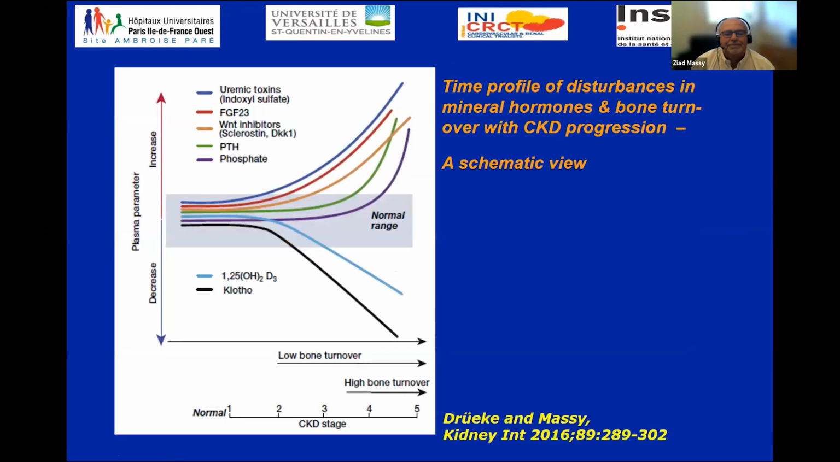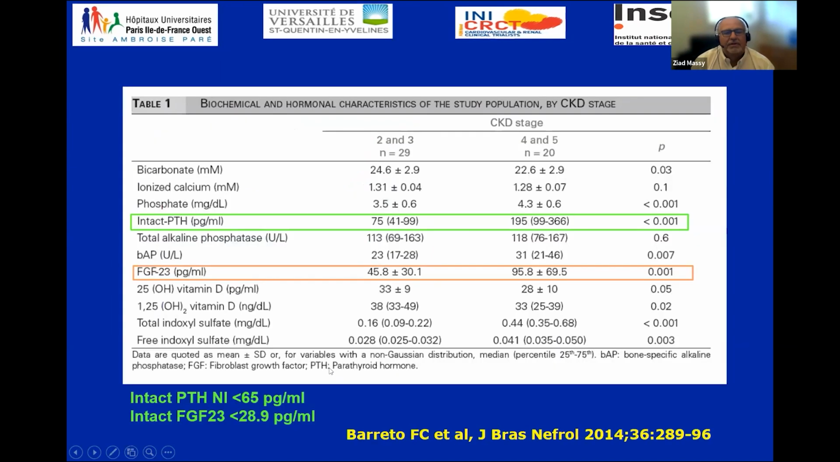CKD. I just want to let you know that we always assume that the majority of abnormal bone disease in our patients is high bone turnover. But remember, this is associated with PTH and phosphate, which only increase in stage 4 and 5. If you are in stage 2 and 3, there is no increase of PTH or phosphate, but you already have some microbiota products like uremic toxins, indoxyl sulfate, sclerostin, and FGF23. And then you can find low bone turnover.